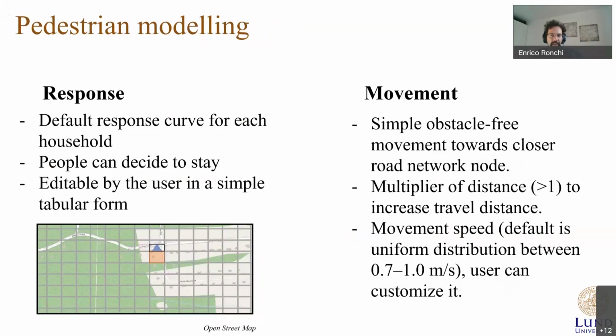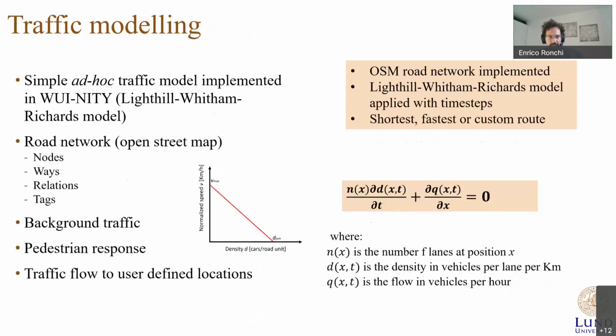And then we have some default response curve for each household. This default can be modified, and people can decide to stay, and the user can modify this. And then we have a simple movement calculation that takes into account possible movement speed of people and their time basically to reach their vehicles. At this point, we're just looking at private vehicles in Unity. We're not looking at public transport.